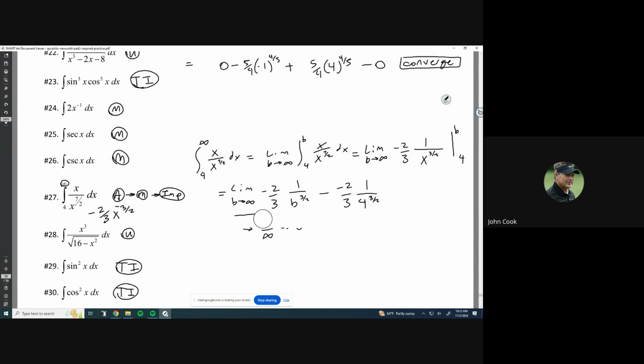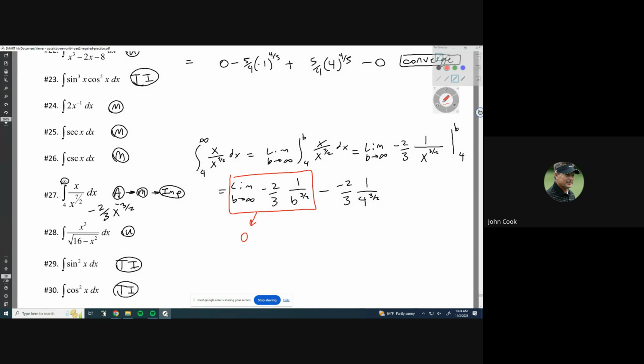So here's how I write this up formally. I just bunch this together because it's right next to each other. And I'd say this thing goes to 0. Okay. So if that goes to 0, that means that overall this thing is going to be 0 plus 2/3, because I'm combining the negatives there, times 1 over 4 to the 3/2 power. So this does converge to some number, and that's what it ends up being right over here. Okay, that's number 27. 36 is the next one.